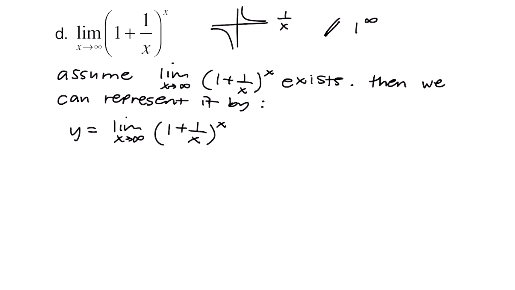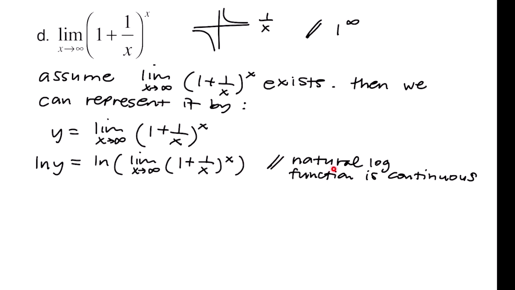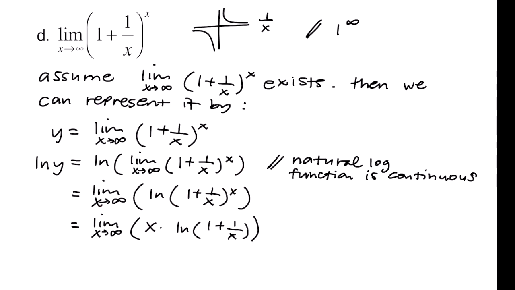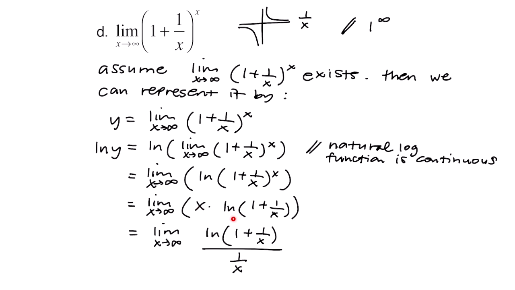Next, we're going to take the natural log of both sides. So we get the natural log of the limit as x goes to infinity of this expression. And since the natural log function is continuous, we can rewrite this part of the problem where we pull the limit to the outside and then we take the natural log of the inside. So we get limit of ln of this expression. By properties of logs, we can move this x to the front. This is a product of functions, so we can rewrite it where we leave this function on top and then we divide by 1 over this function.